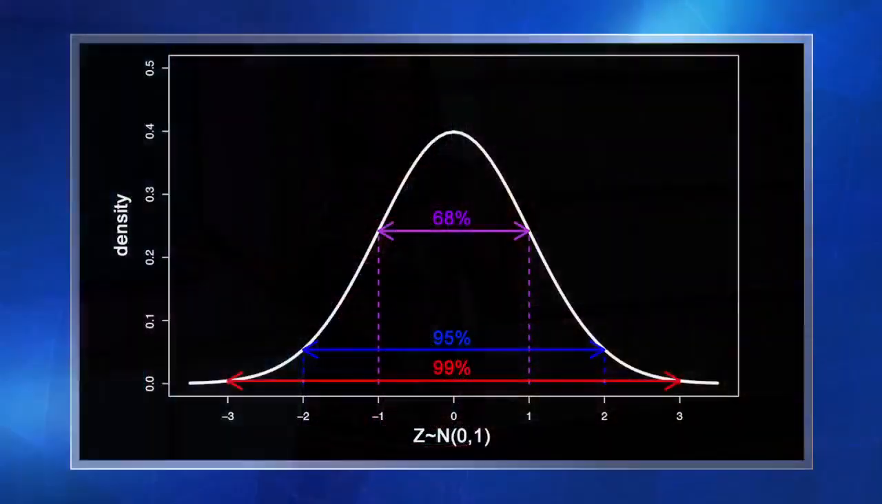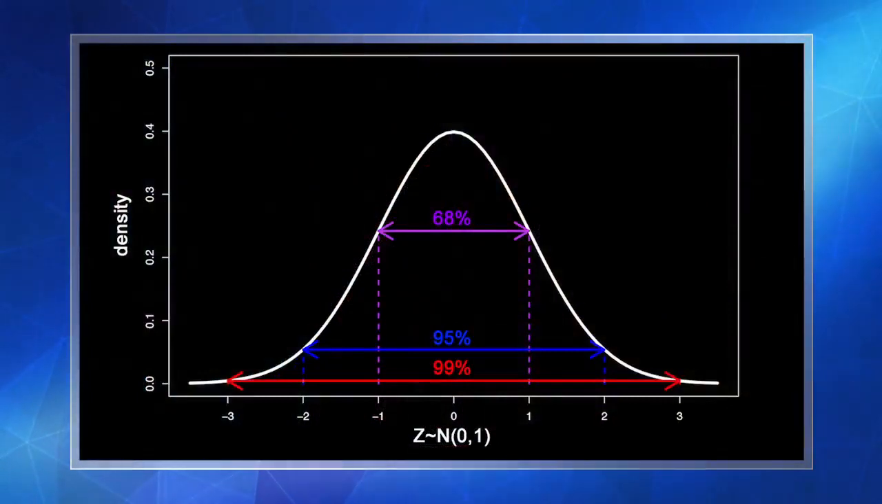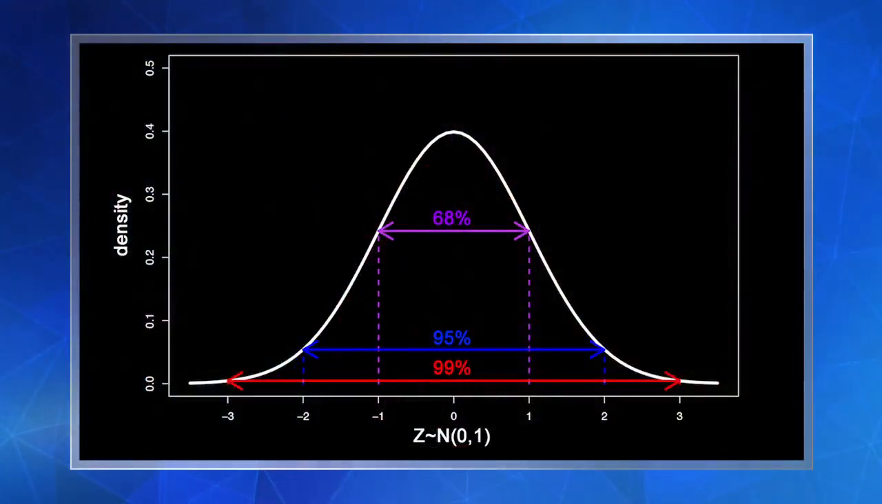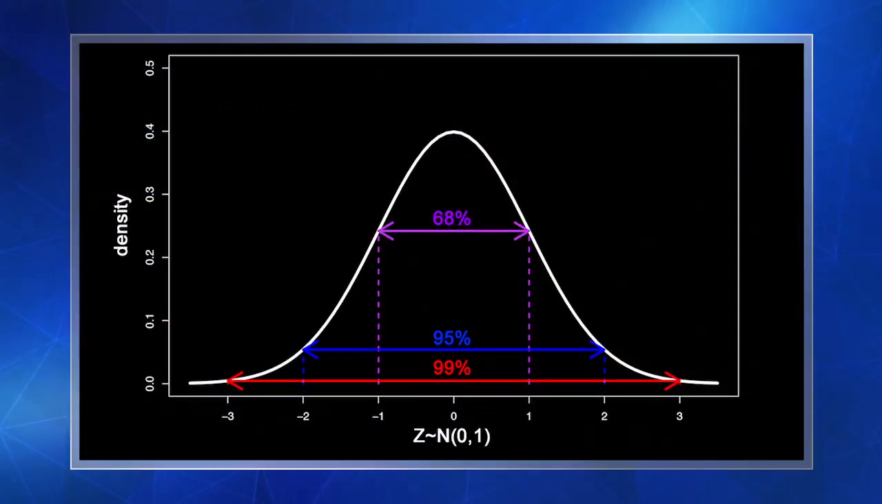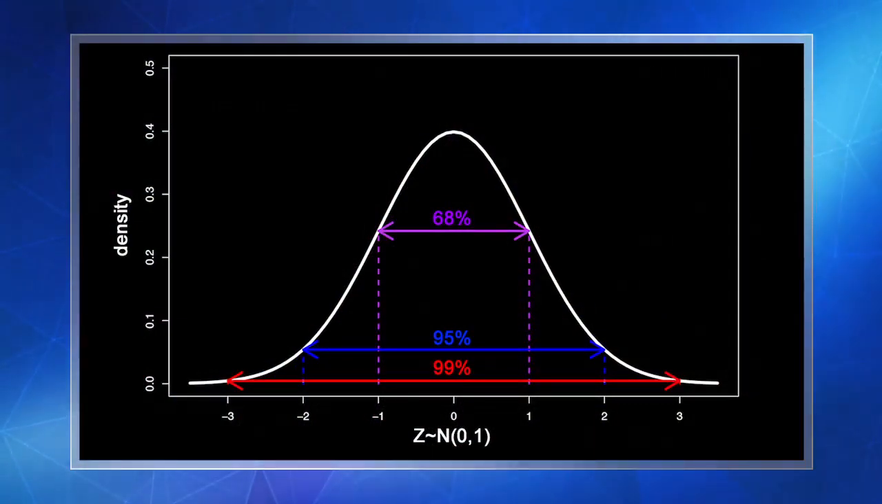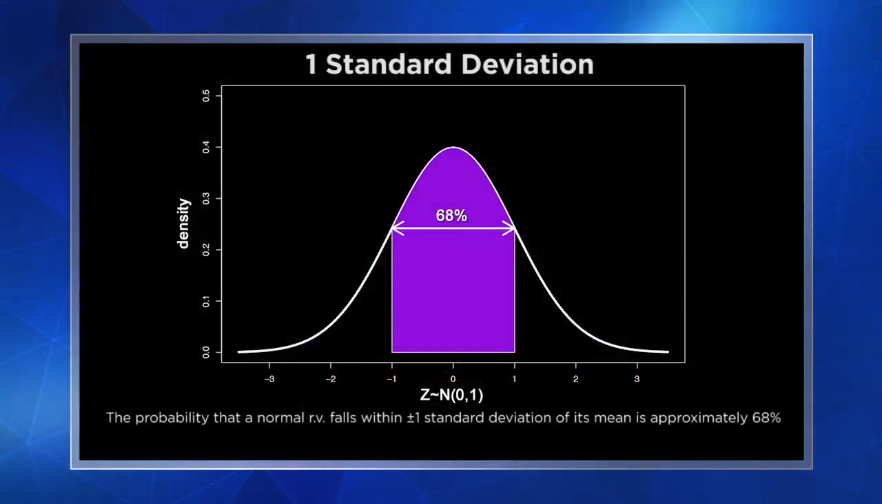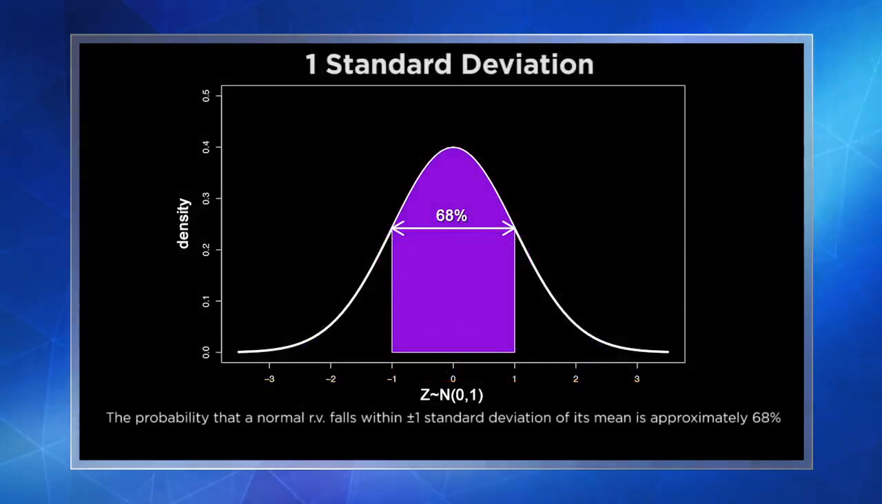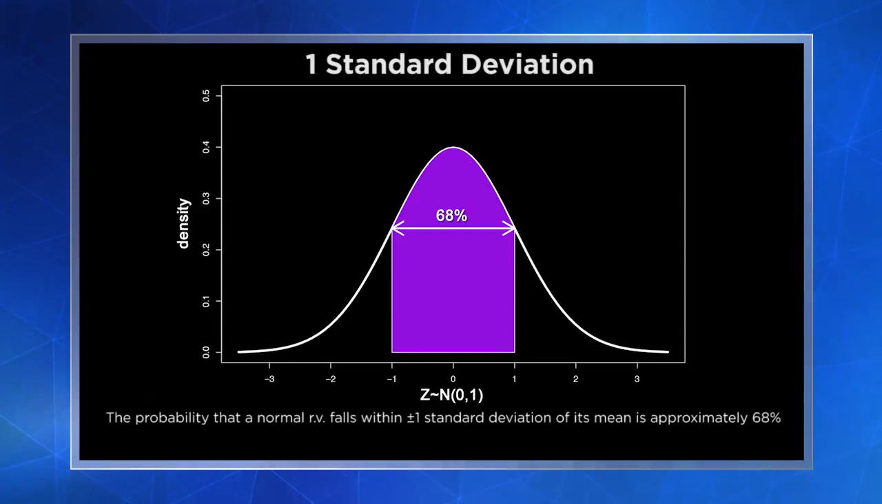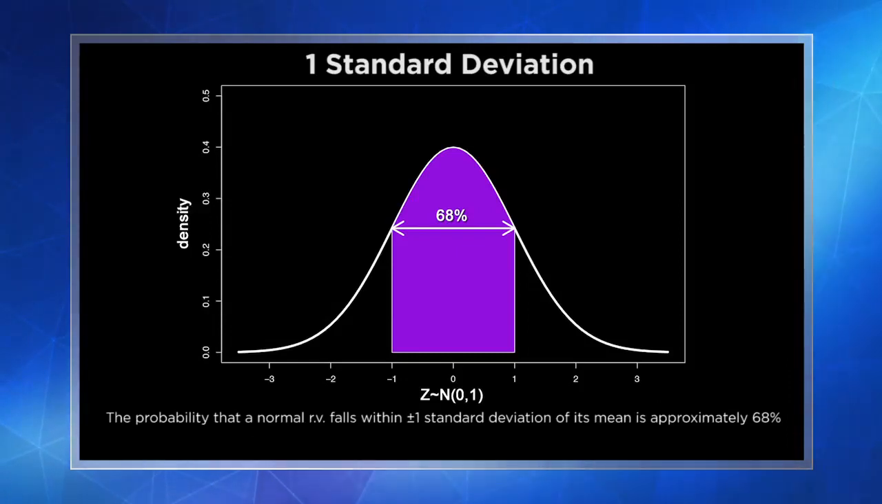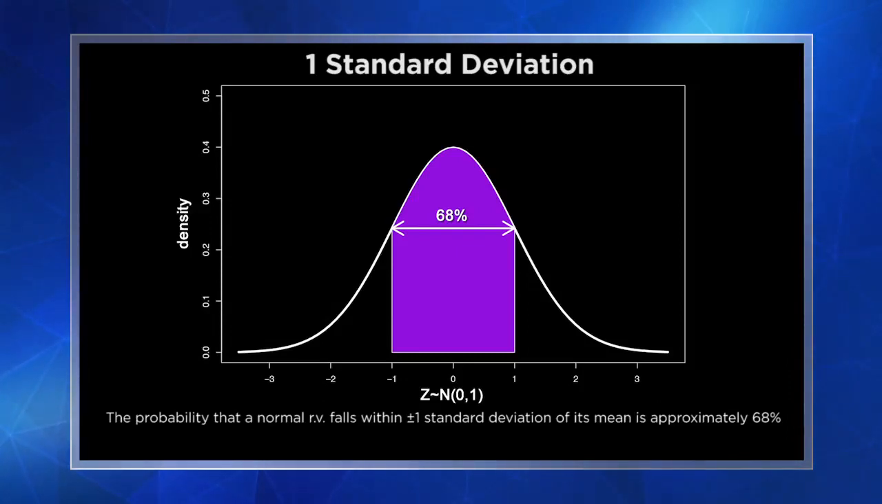Now, what's fascinating about the standard normal is that as soon as you know how many standard deviations you are away from the center, you know how much of your data is contained in that distribution. Look at this graph. So the probability that a random variable falls within plus or minus 1 standard deviation of its mean is 68%. And that's not just true for the standard normal, that's true for any normal distribution. And we'll see that in an example in a second.